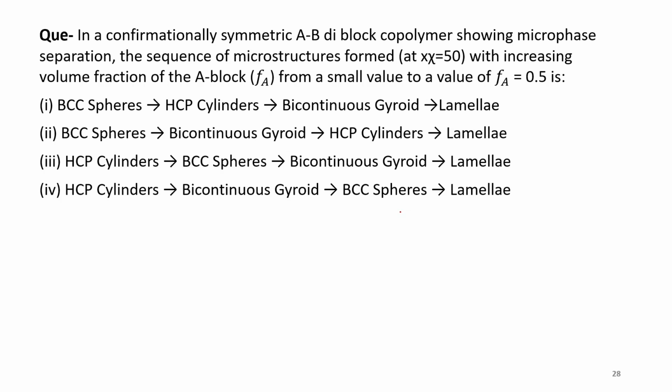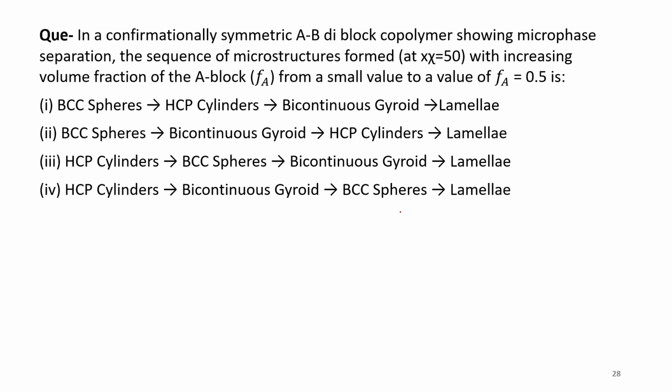The second option is saying BCC spheres will form first, then bicontinuous gyroids, then HCP cylinders, and last will be the lamella. Option C, the third, is saying that HCP cylinders will form first, then BCC spheres, and then bicontinuous gyroids, and then last lamella. The fourth is saying HCP cylinders will form first, then bicontinuous gyroids, and then BCC spheres, and last is the lamella.